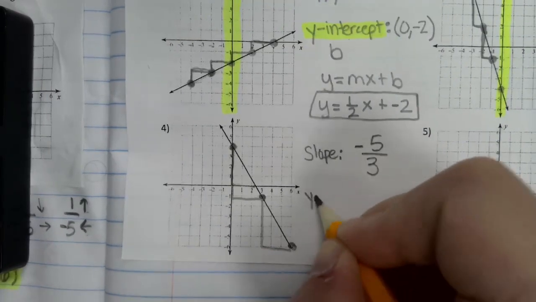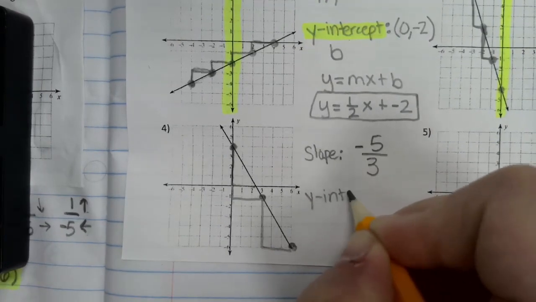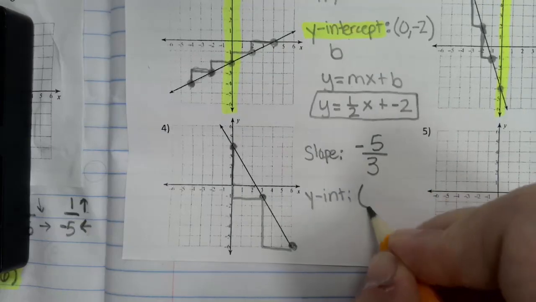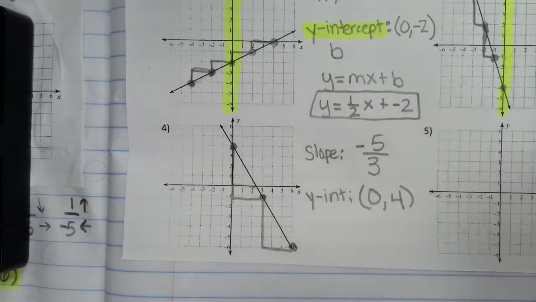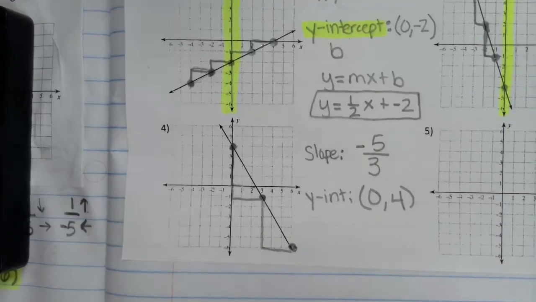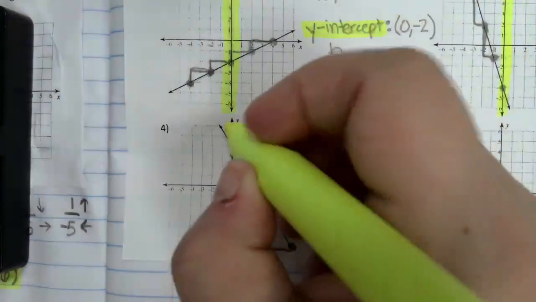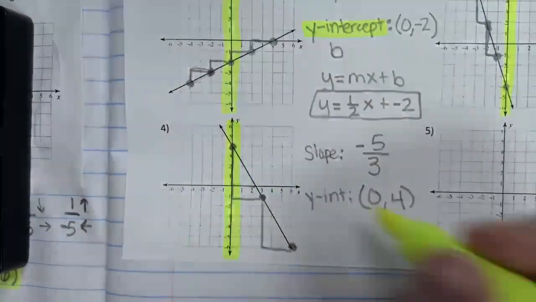Okay, and then our y-intercept. It's +4. And our y-intercept we always write as a point because it's a place on our graph. So (0, 4), right? Yep.